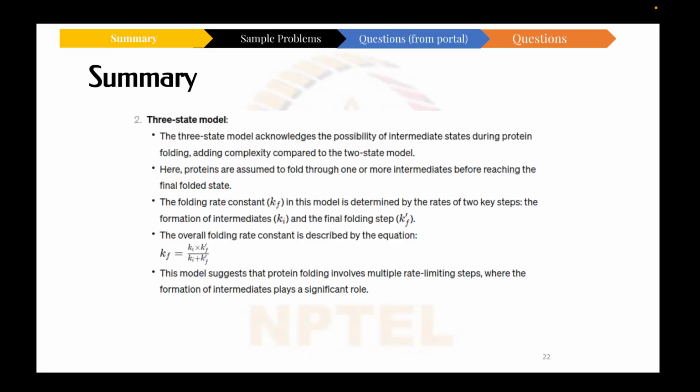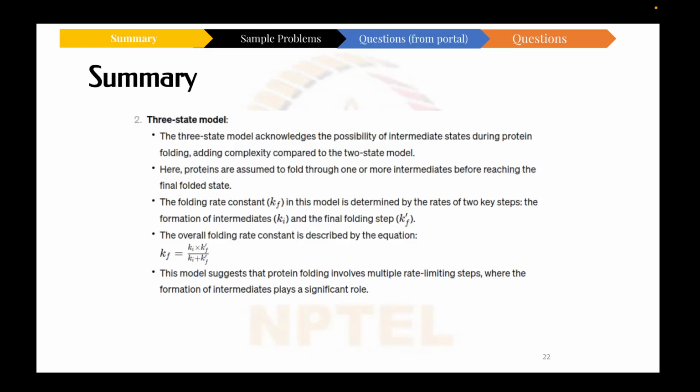Then we have the three-state model. The three-state model acknowledges the possibility of intermediate states during protein folding, adding complexity compared to the two-state model. Here, proteins are assumed to fold through one or more intermediates before reaching the final folded state. The folding rate constant in this model is determined by the rates of two key steps, that is, the formation of intermediates, Ki, and the final folding step.